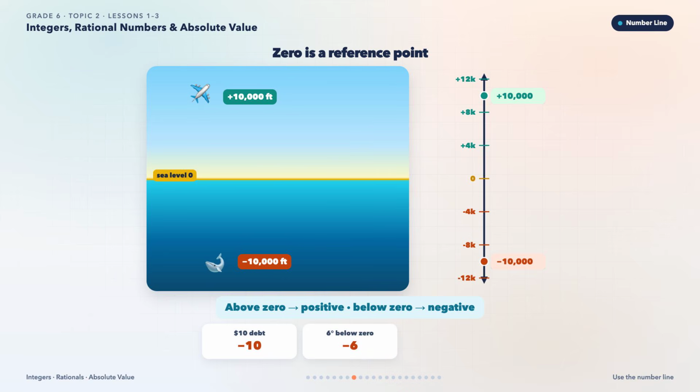$10 of debt is negative 10. 6 degrees below 0 is negative 6. A $25 deposit is positive 25. The sign tells you the direction from 0.